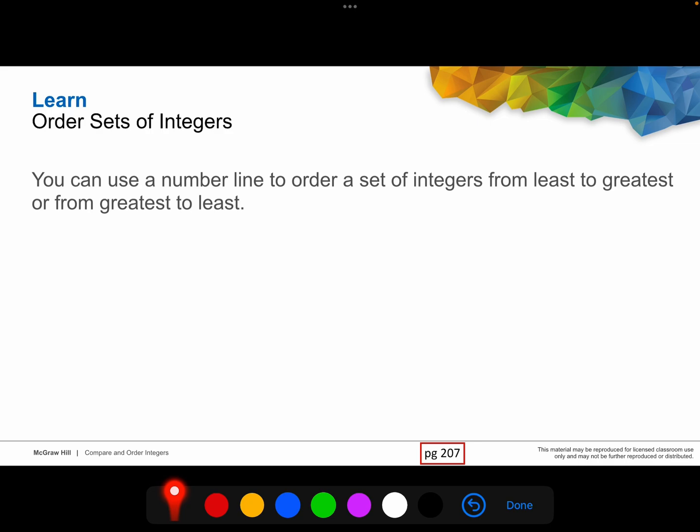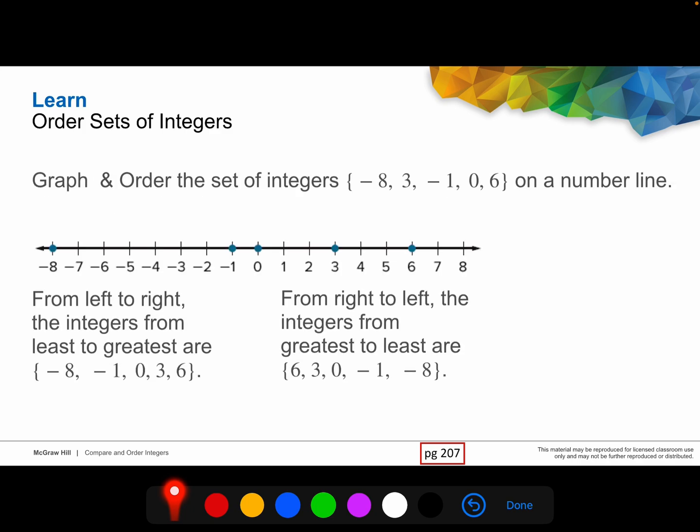Okay, so to order sets of integers, we're going to use a number line to order our set of integers from the least to the greatest or from the greatest to the least, as the case may be. Okay, so let's graph first and then order the set of integers negative 8, 3, negative 1, 0, and 6. So I'm going to draw my number line, mark these units and label them from negative 8 to positive 8.